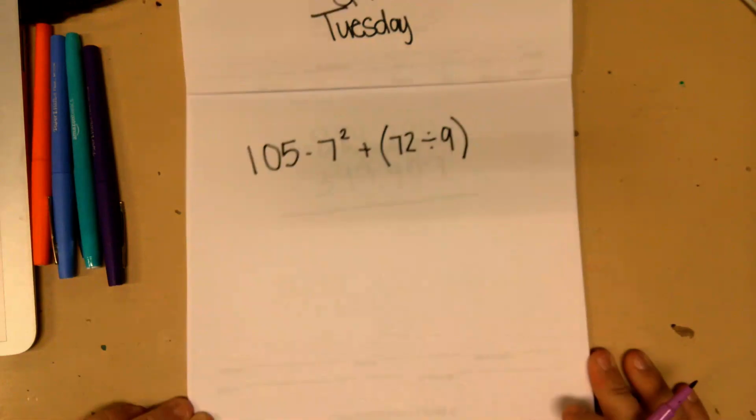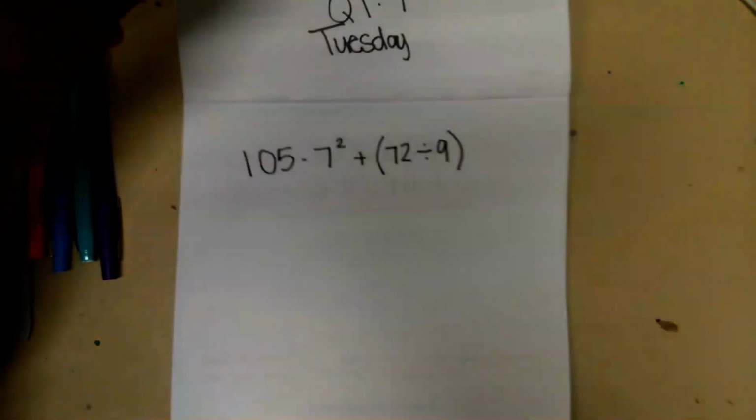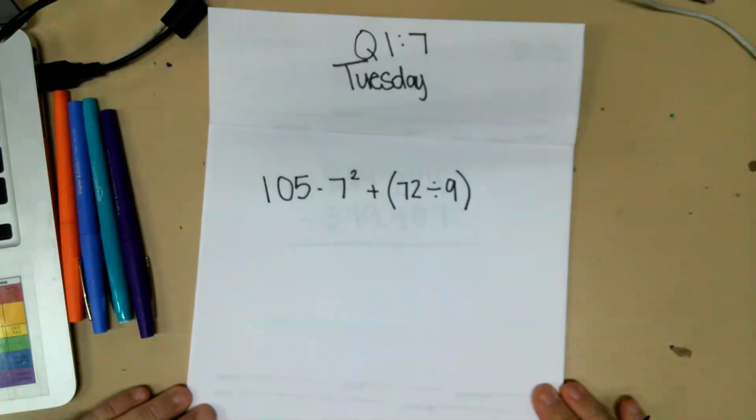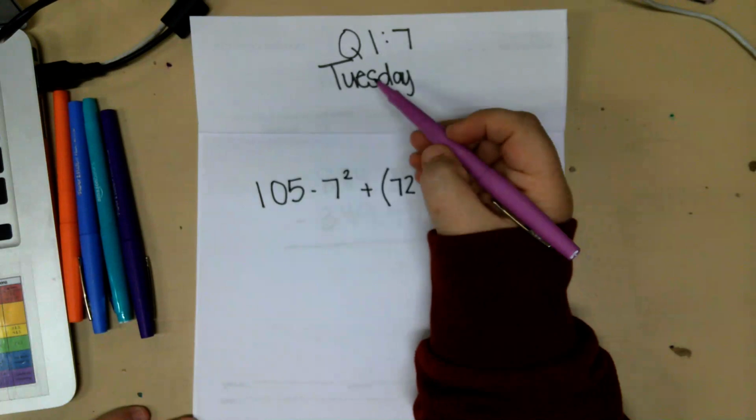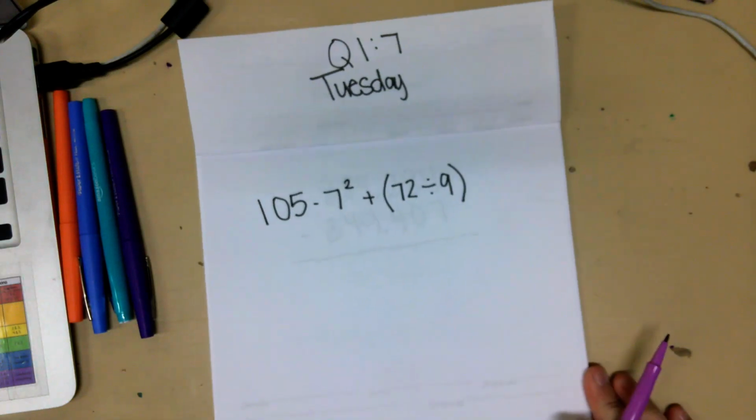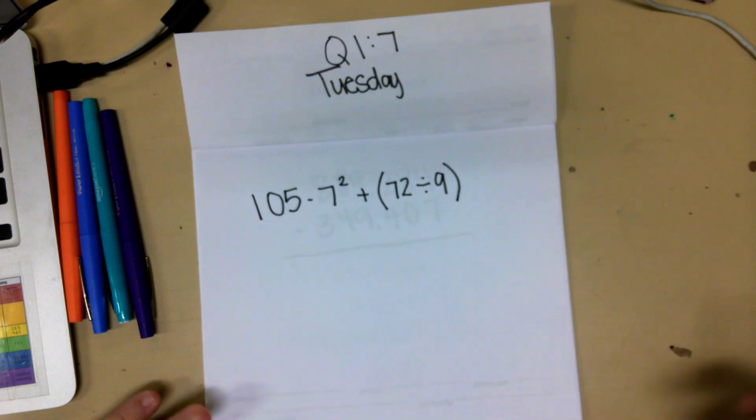Okay, so we are going to take a look at today's spiral review. Make sure we're on the right page. We are doing Q17, and today is Tuesday. So for the first one, we are doing an order of operations problem.